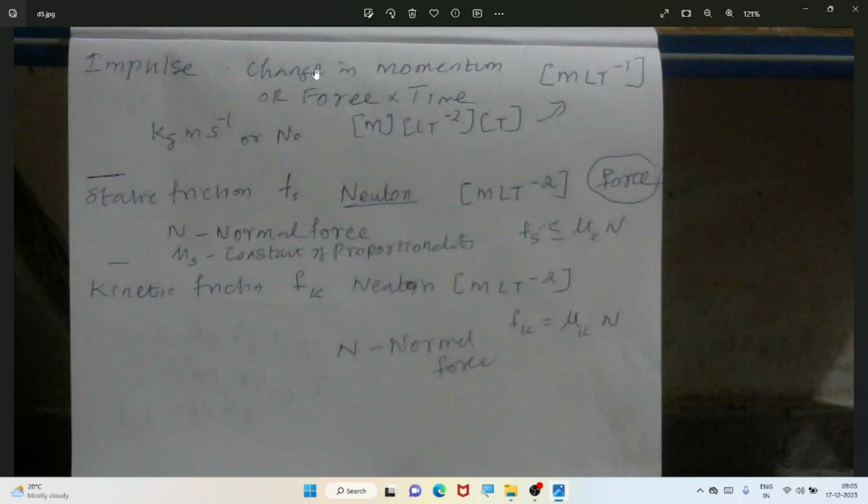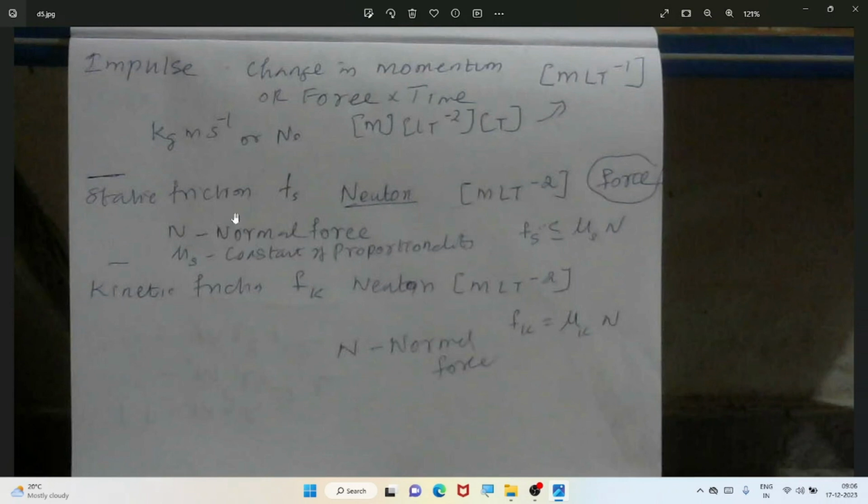Impulse, that is change in momentum. So this unit will be the same as momentum, or you can also say force into time. The same unit will come. Momentum is mass into velocity, and change in momentum also will have the same dimension. Force into time is the same as this.